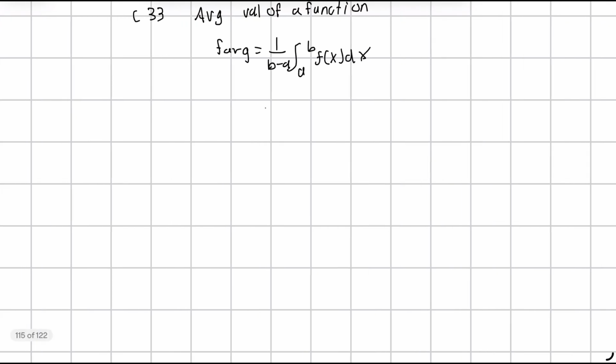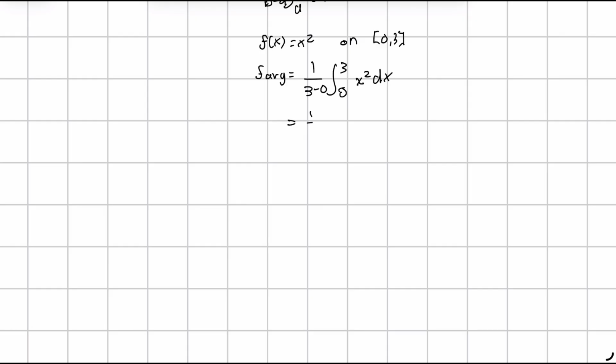So let's find the average value of the function f of x equal to x squared on the interval 0 to 3. So then we just have f average is equal to 1 over 3 minus 0, integral from 0 to 3 of x squared dx. So we still have 1 over 3 on the outside, so then you're going to write this integral as a definite integral.